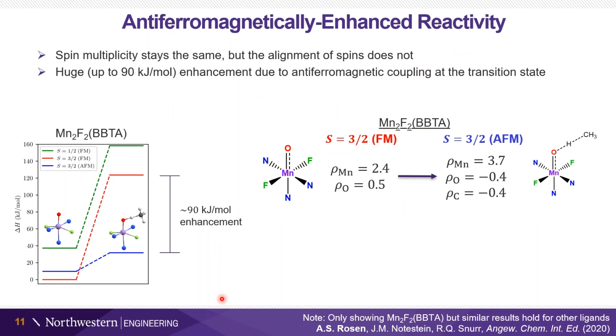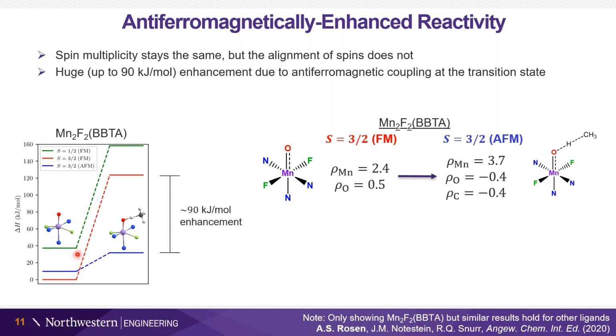Now let's take a look at the manganese containing frameworks for a moment. I'm just going to highlight the manganese fluoride BBTA framework just as an example, but all the results I'm going to show here are independent of the choice of ligand. On the left-hand side of this figure is the metal-oxo species before any reaction has taken place, and of course that species can exist in one of several possible spin states.